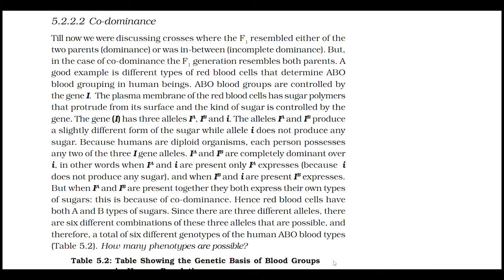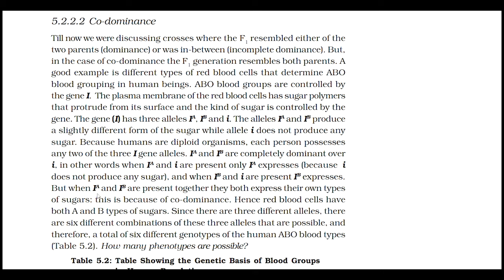The gene I has three alleles, IA, IB, and i. The alleles IA and IB produce a slightly different form of the sugar, while allele i does not produce any sugar. Because humans are diploid organisms, each person possesses any two of the three I gene alleles. IA and IB are completely dominant over i. In other words, when IA and i are present, only IA expresses because i does not produce any sugar. And when IB and i are present, IB expresses.